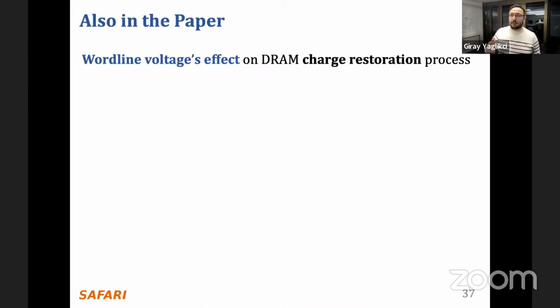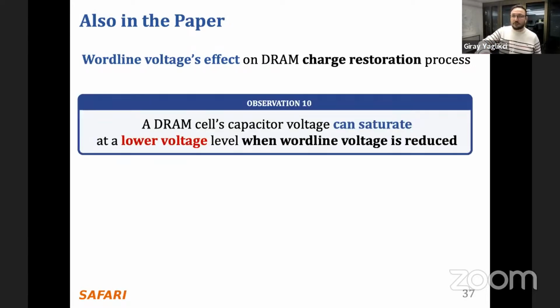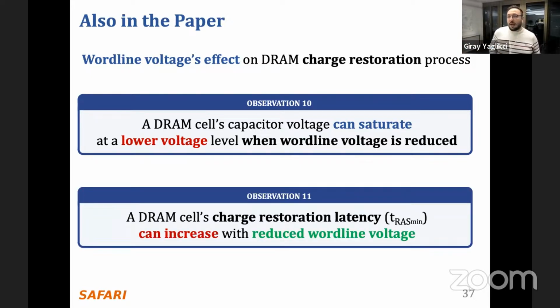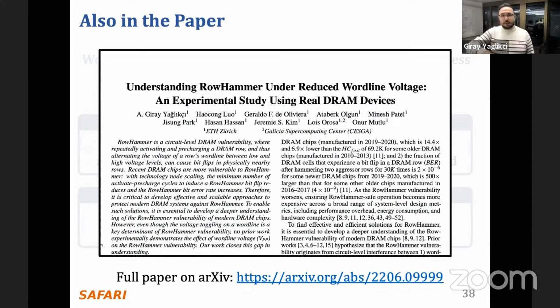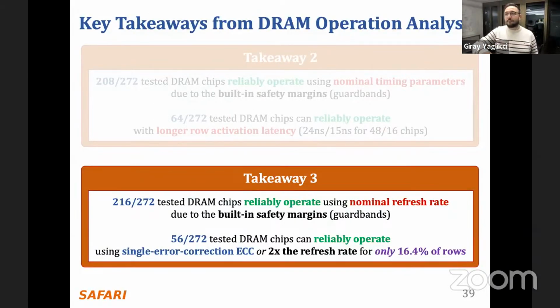So we also looked into, in the paper, how wordline voltage affects the DRAM charge restoration process. We show that the DRAM cell capacitor voltage can saturate at a lower voltage than the voltage it would saturate at with the nominal wordline voltage when we reduce the wordline voltage. And the DRAM cell's charge restoration latency can increase with reduced wordline voltage as well. You can see all these analyses in the full paper.